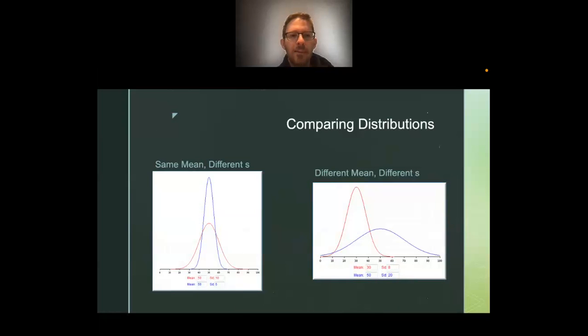Okay, so this is what happens when you have different means and different standard deviations. As you see on the left, the red line is a mean of 50 with a standard deviation of 10. And then the blue line is a mean of 50 but a standard deviation of 5. So they both have the same mean, but because they have different standard deviations, which measure the spread throughout, you see that the blue line is more shrunken up, whereas the red line is a little bit more dispersed.